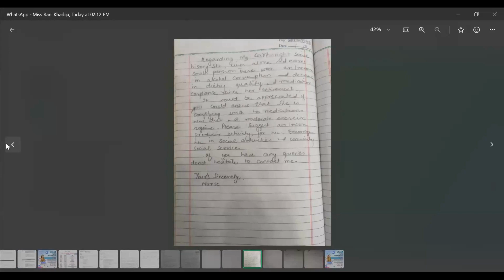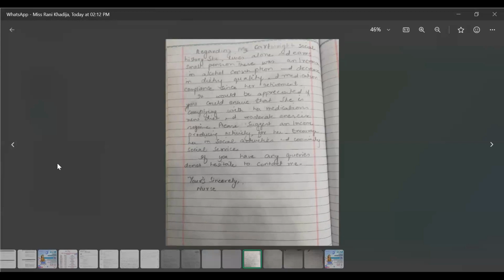Regarding Mrs. Cartwright's social history, she lives alone. Small pension. There was an increase in alcohol consumption and medication non-compliance since her retirement. It would be appreciated if you could ensure that she is complying with her medication, new diet, and moderate exercise regime. Please suggest an income-producing activity for her. Encourage her in social activities and community social services. If you have any queries, do not hesitate to contact me.